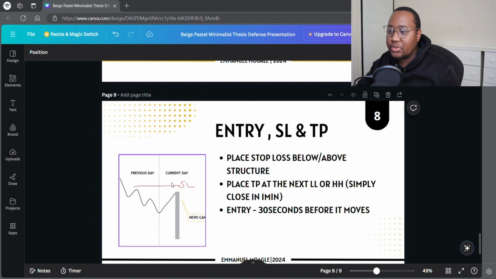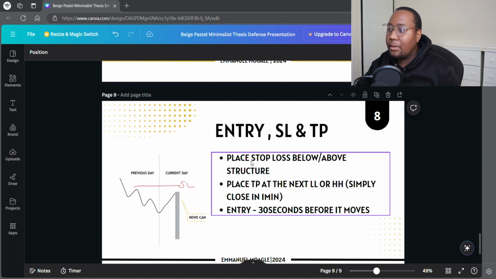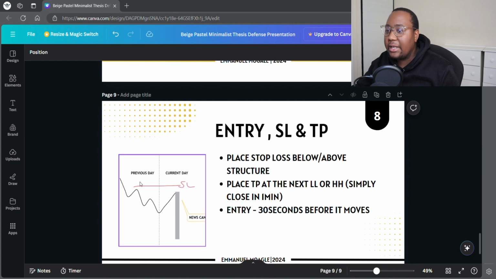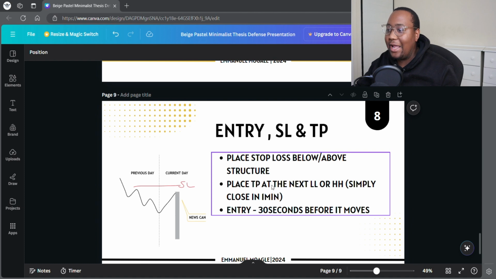In this case, I still have the same diagram here. You want to place your stop loss below or above structure, depending on what market it is. In a bearish market, you want to place it above the previous day's structure. So if you had a lower high over there, you want to place your stop loss on the previous day's structure. If it was buying, that means you place it on your higher low on the previous day. I hope you get it. And of course, take profit at the next lower low or higher high, which again depends on the market.